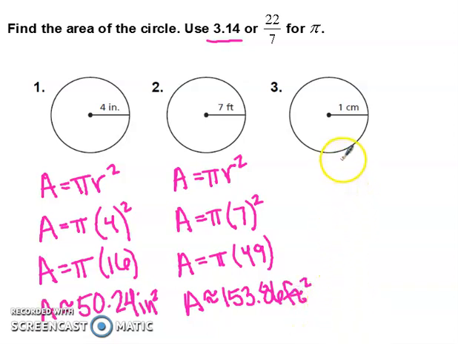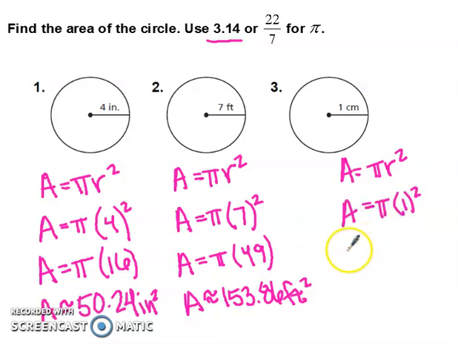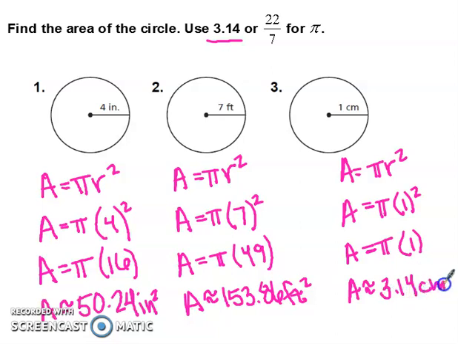Last one for the warm-up. Formula. Substitute in the value of r. Evaluate my exponents. 1 times 1 is still 1. And approximate the value of pi. Square centimeters.